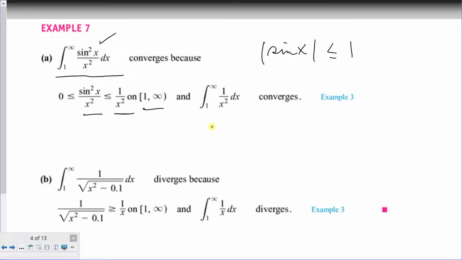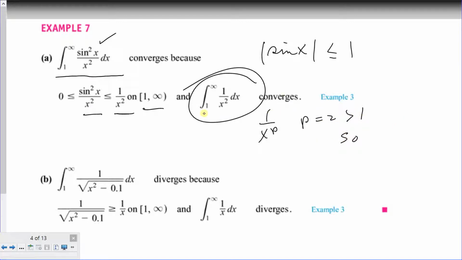So we already know that the integral of 1 over x squared from 1 to infinity converges, because this is like 1 over x to the p with p equal 2, which is more than 1. So we conclude that the integral of sine squared of x over x squared must converge.